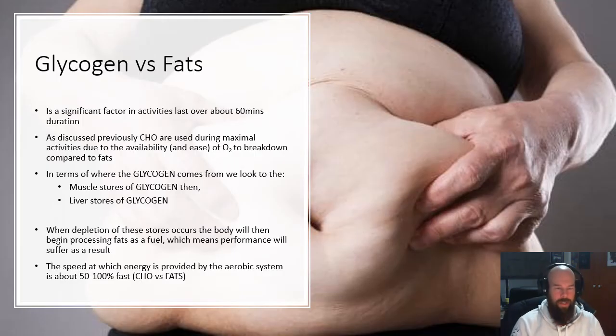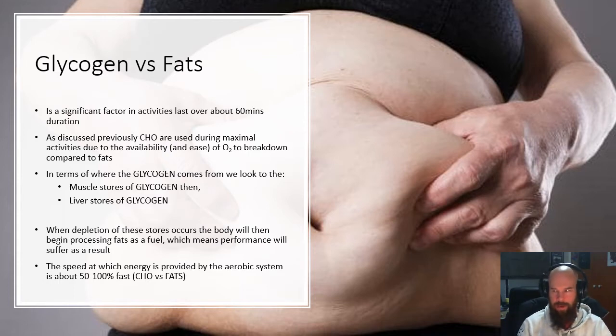So we've discussed this in the past, the glycogen versus fats, food fuel conundrum. It's a significant factor in any activity that is over 60 minutes in duration, and the reason being is because carbohydrates get used during maximal and submaximal activities because they're so easy to break down when you compare them to fats. The carbohydrates break down easily, they require less oxygen, and it happens a lot quicker, whereas the fats take more time, take more energy, and it's just a lot slower.